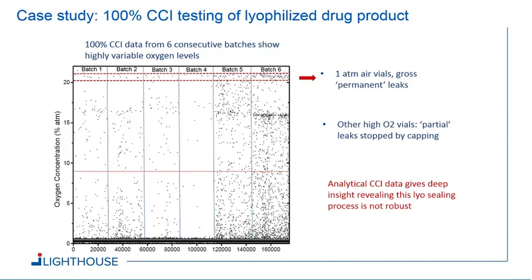Another comment here: all of these partial leaks, because they are currently sealed, will not be detected by a classical container closure integrity test. So if you perform blue dye on these vials, they would pass because they are sealed at the time that you measure them. However, a headspace measurement clearly shows that there are a lot of vials here that are not meeting the specified conditions of the product.